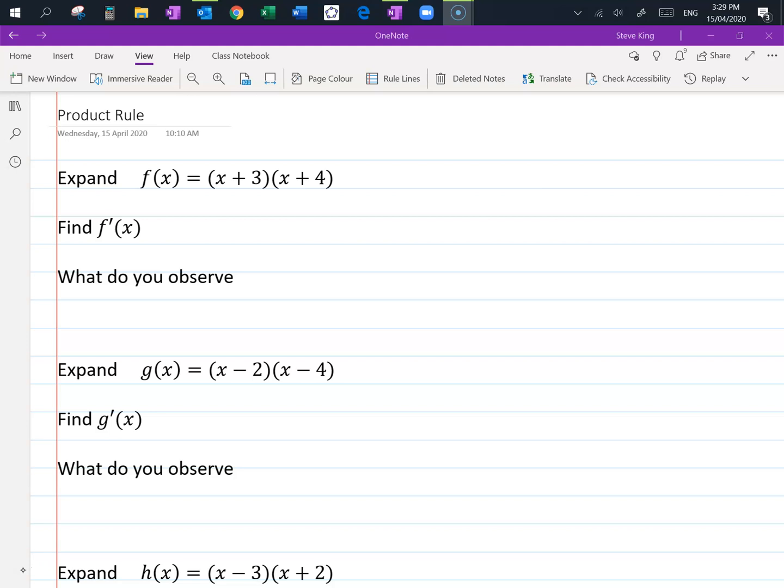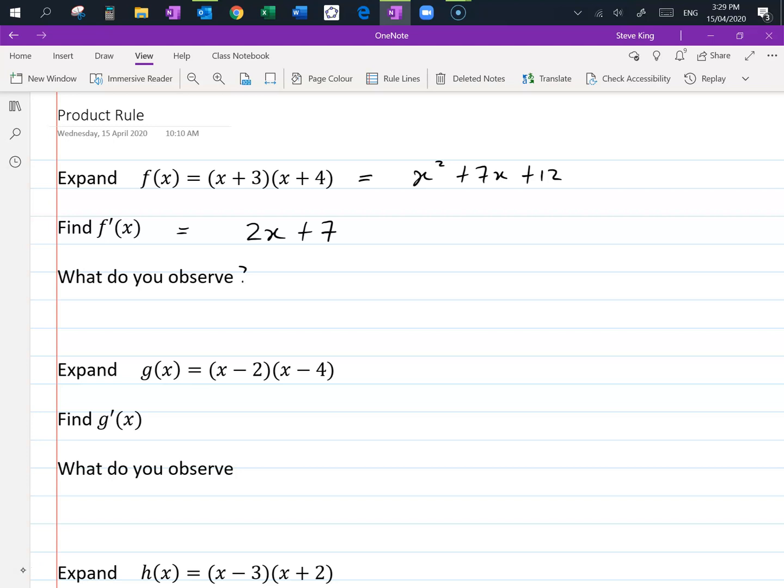Now we're going to start out by looking at a simple function: f of x is (x plus 3)(x plus 4). If I expand that out, I'm going to get x squared plus 7x plus 12. And if I go and find the derivative of this, I'm going to get 2x plus 7. That's simple enough, straightforward enough. Now, I'm going to put in over here a question: what do you observe?